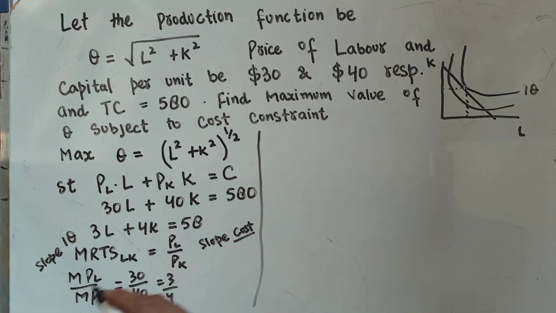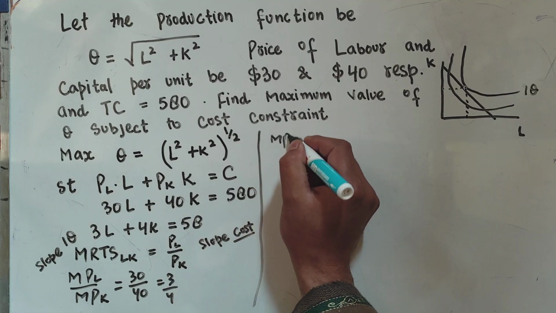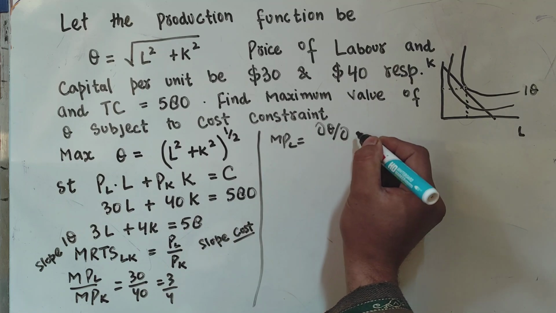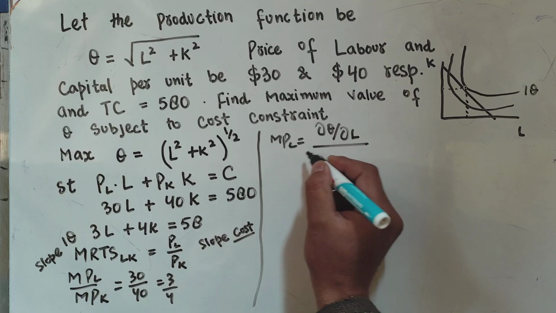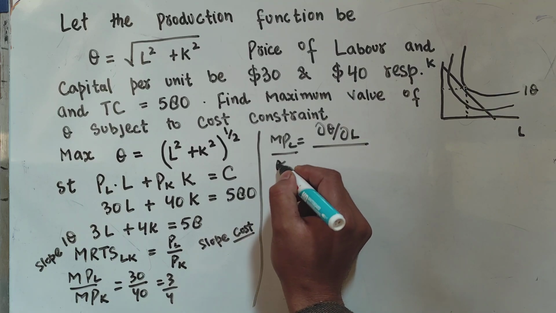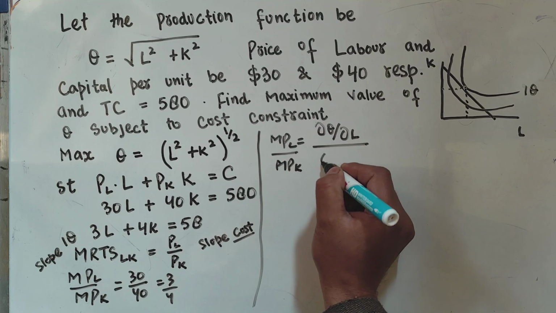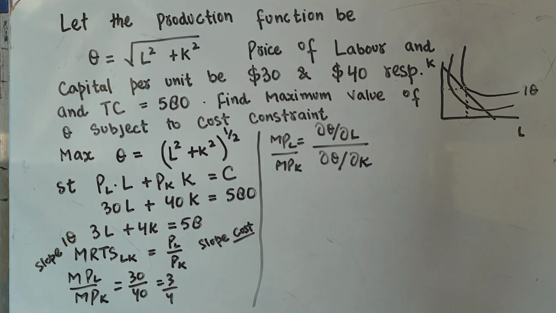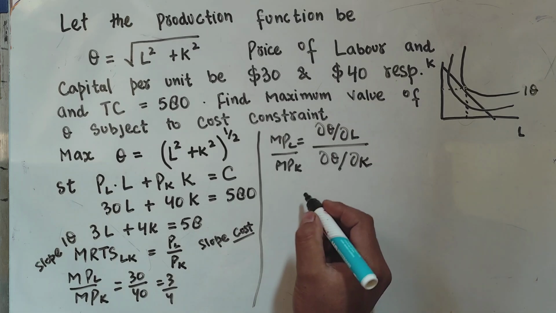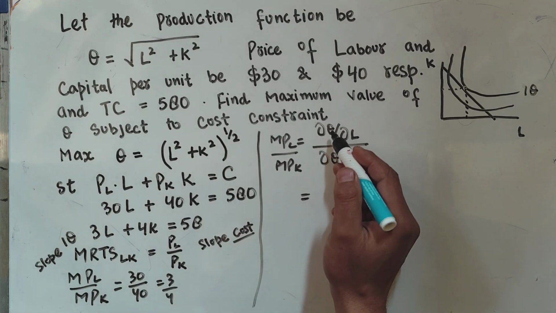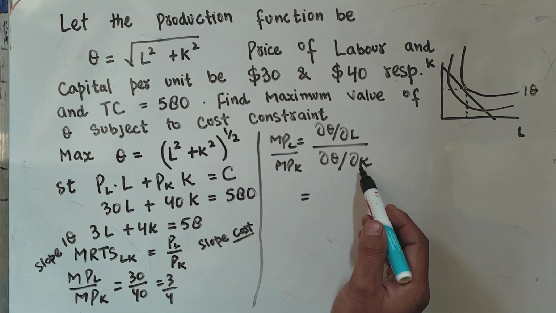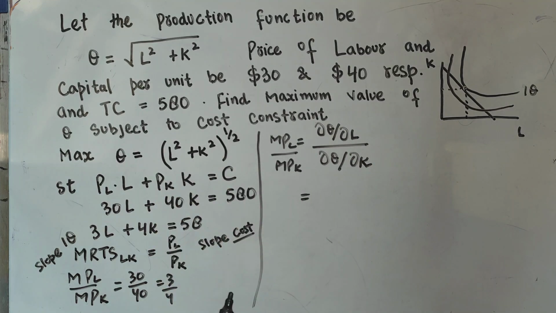Now let's first find the marginal product of labor. Marginal product of labor, as we know, is the change in the output due to the change in the units of labor employed, and marginal product of capital is the change in the output due to the change in the units of capital employed. Okay, which implies MPL is the partial derivative of the production function with respect to L, and MPK is the partial derivative of the production function with respect to K.